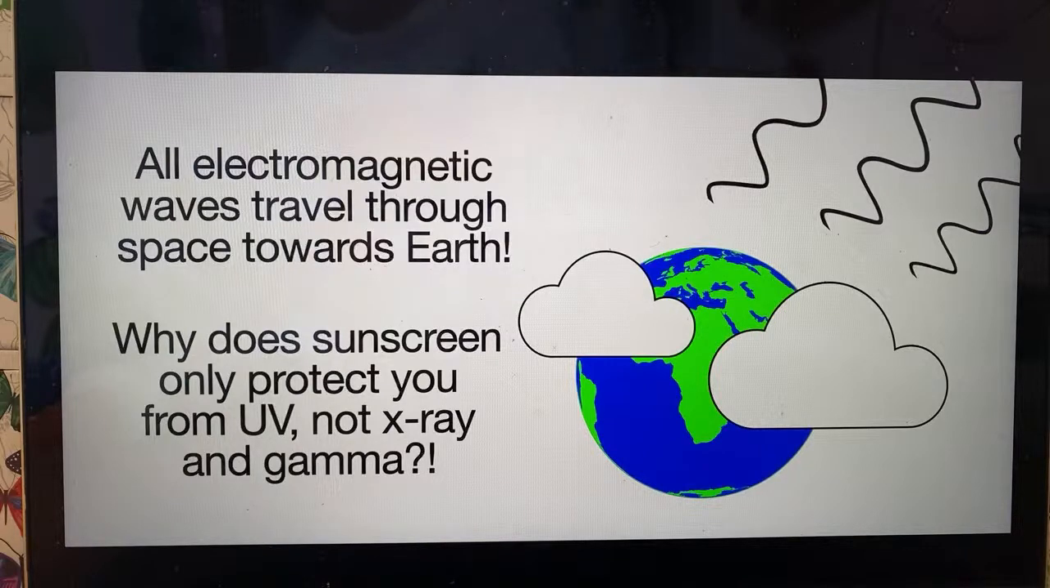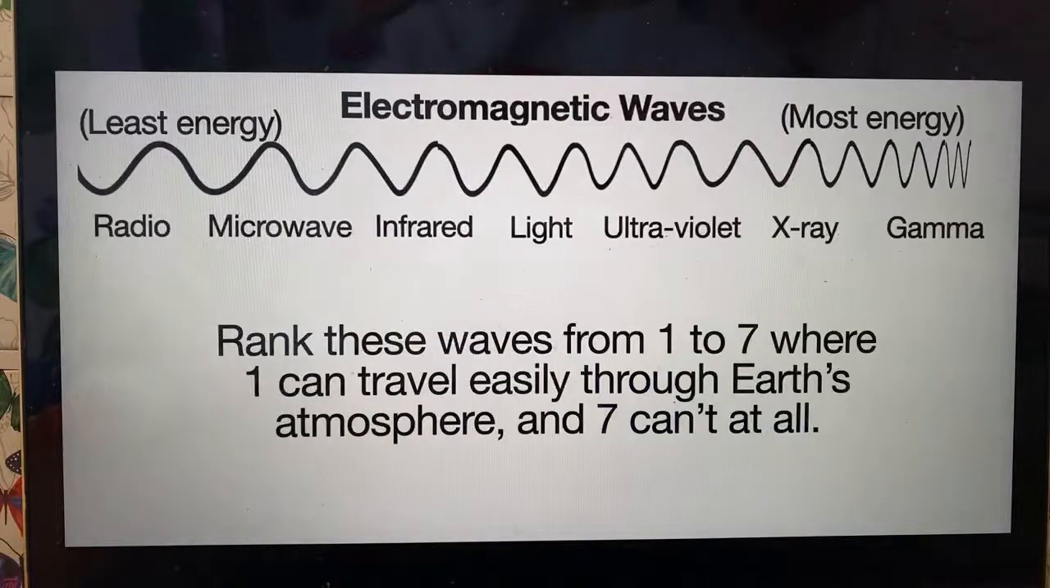Have you got an answer in your head? Let's have a look. Here's a massive clue for you. I'm going to give you 10 seconds to think about it. Can you rank these waves from 1 to 7, where 1 can travel really easily through Earth's atmosphere and 7 can't travel at all through Earth's atmosphere? What do you reckon? Radio, microwave, infrared, light, UV, X-ray and gamma.